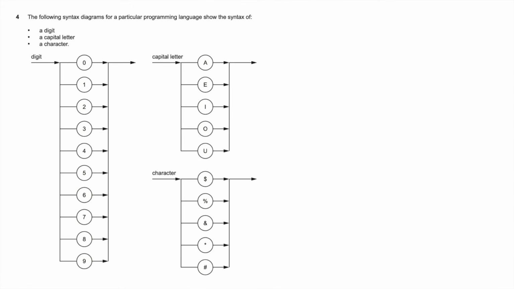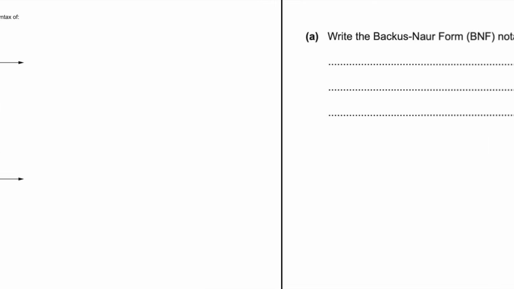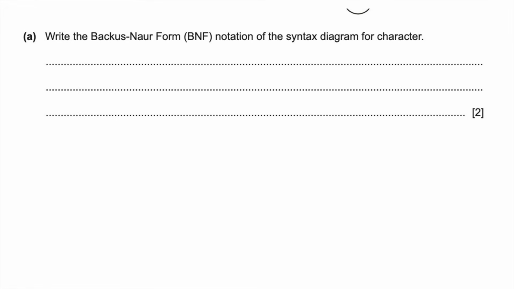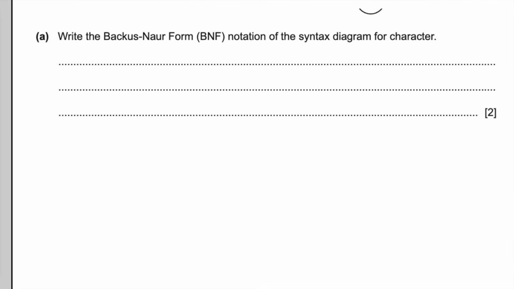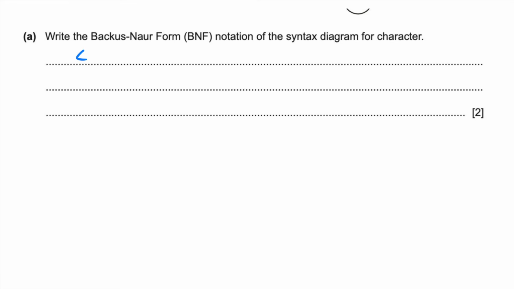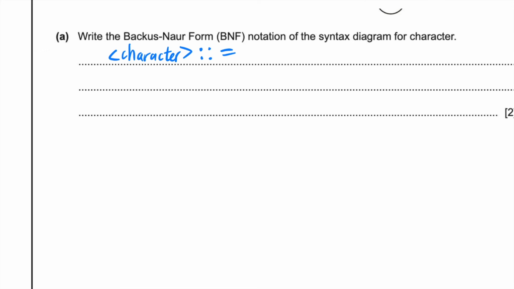Okay, so we've got another syntax diagram right here. Let's see if there are any questions associated with this. Okay, so it says, write the Backus-Naur Form notation of the syntax diagram for character. So what characters do we have? Okay, we've got character right here. So the way we would do this is we would just have character, we'd have our 4 dots like that, we're going to do an equal sign. And then we need to write all the characters we have.